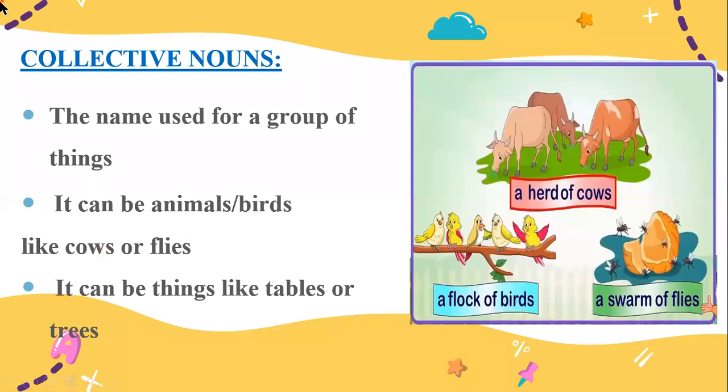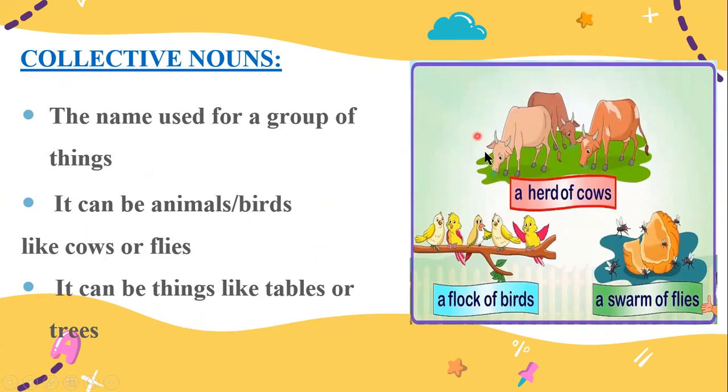Here we go. Collective. Common, we learned, is in common. Collective means in a group. When you are in a school, or in a big program, there is a group of people. We may know some people, maybe we may not know. This collective noun is used for things in a group. For example, it can be animals, birds, cows, or flies. Or it can even be things like tables or trees. So it refers to both living and non-living.